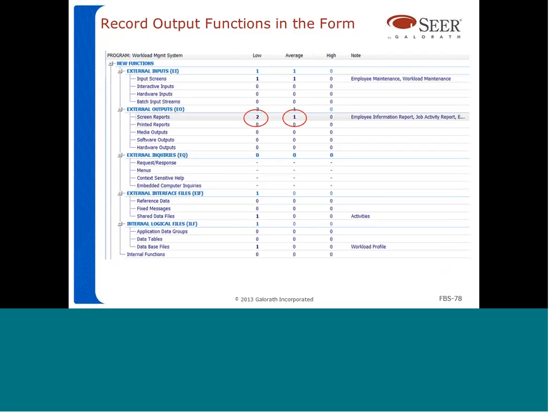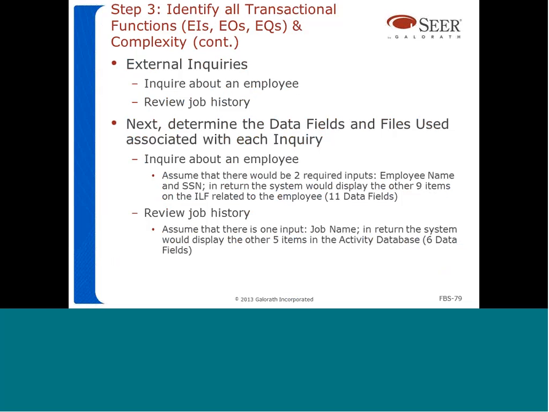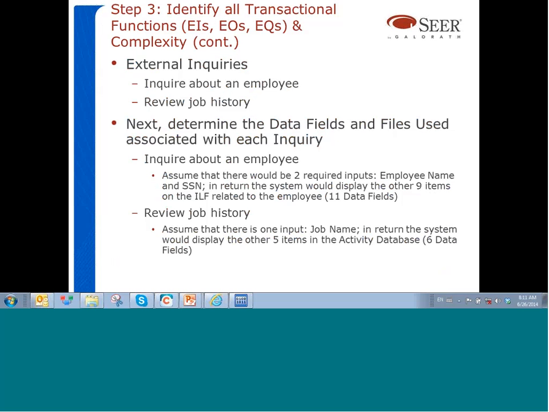Okay, and finally, we're close to finishing now. We're going to be talking about the inquiries. So we already identified some inputs, some outputs, and now some inquiries for this system. The first inquiry is going to be inquiry about an employee, and the other is going to be review job history.